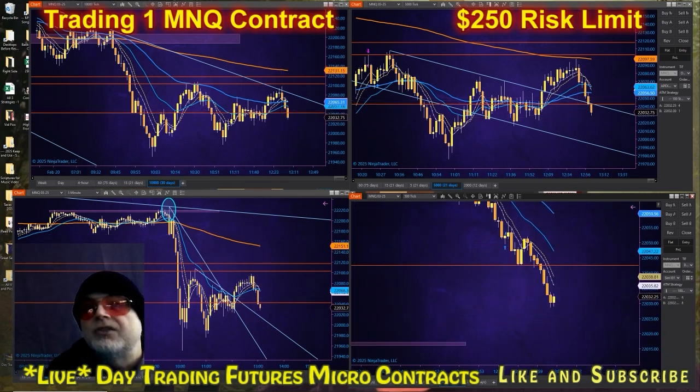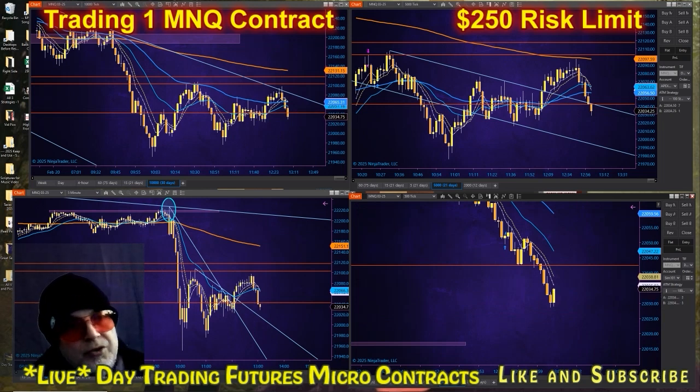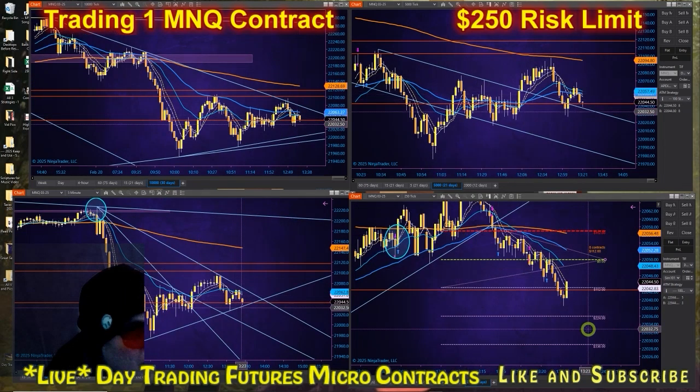Wow, that is awesome. I'm really grateful for being able to see the markets this way now, thank God. I want to go over a couple more trades here.